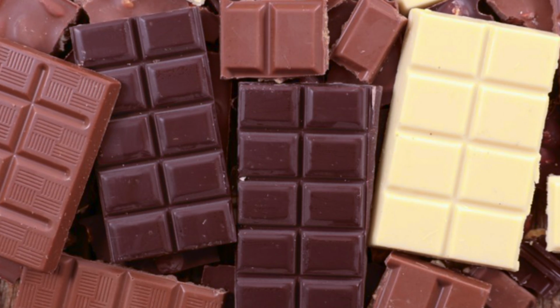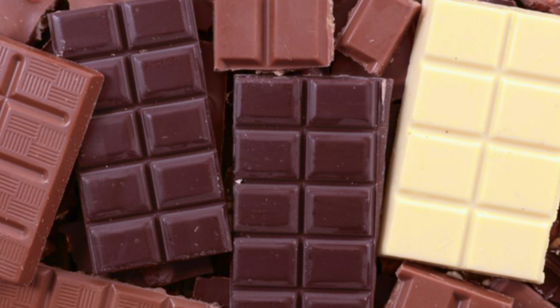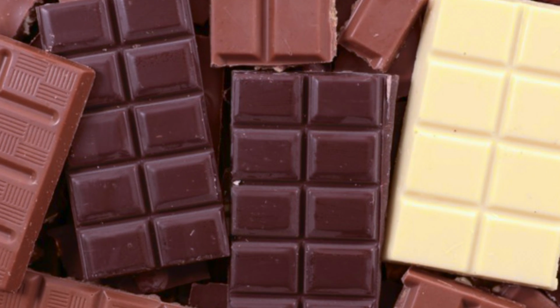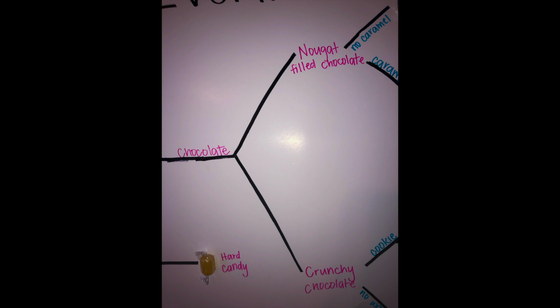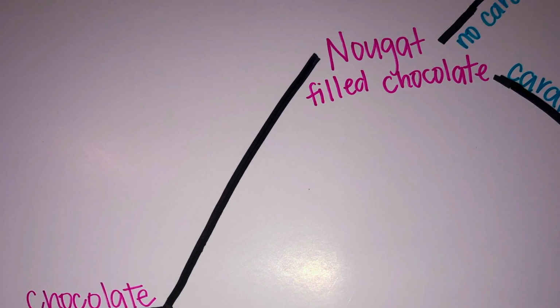Our original candy ancestor that branches off into our rooted tree is known as chocolate. Chocolate is going to be our main focal point of study. As the chocolate was evolving through time, it first branched off into two different clades. Clades arise from the word cladogenesis. This is where one parent species splits off into two smaller, more distinct species. Our two branches are crunchy chocolate and nougat-filled chocolate.